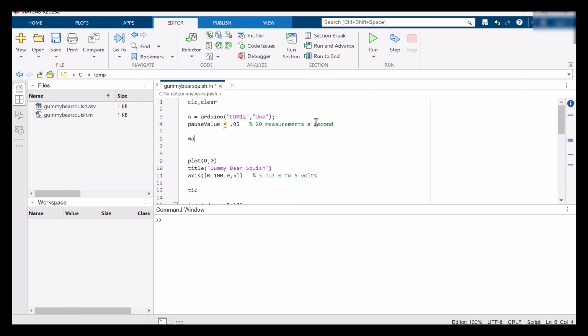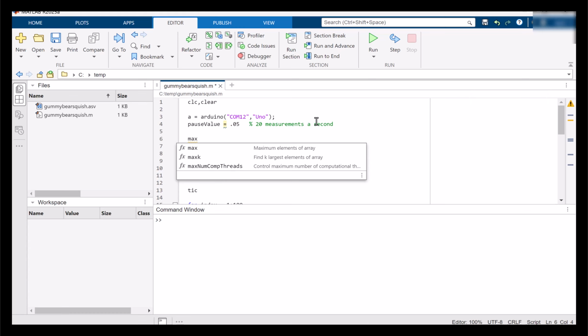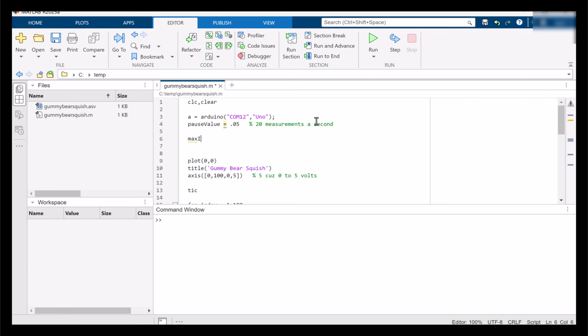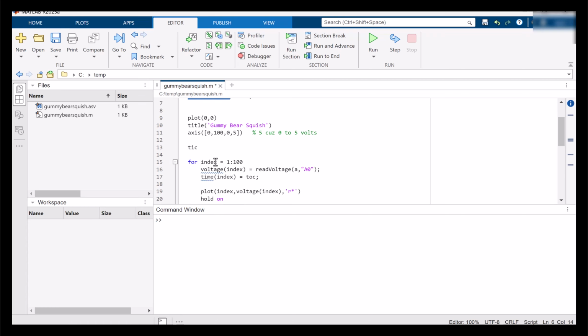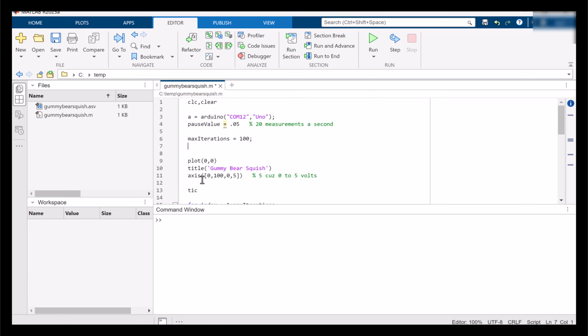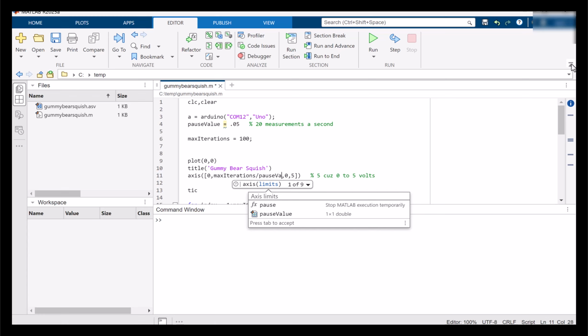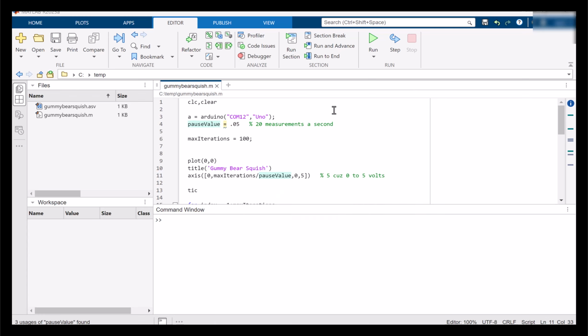Okay, now let's see what I want to do next. Maybe I want max iterations, max iter. I'm going to set this to 100. And if I'm plotting the time, then for the x-axis going across the bottom, it'll be the max iterations divided by the pause value, I think. Maybe that's wrong. I don't know. Let's run it and find out what's happening.